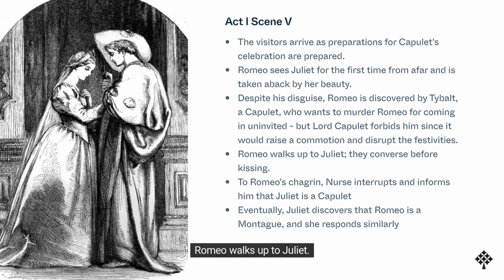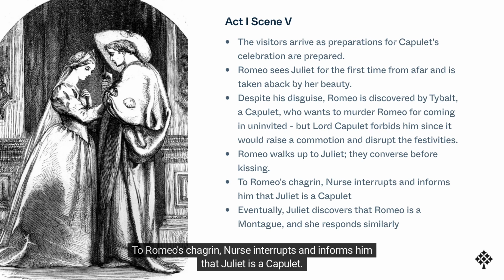Romeo walks up to Juliet. They converse before kissing. To Romeo's chagrin, Nurse interrupts and informs him that Juliet is a Capulet. Eventually, Juliet discovers that Romeo is a Montague, and she responds similarly.